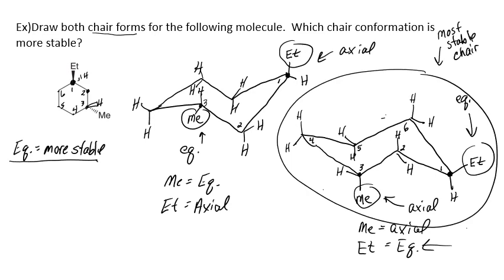Let me summarize what I've done here. From my Lewis structure, I drew both chair versions and put the substituents in the correct place. I assigned equatorial and axial for the substituents, methyl and ethyl, on each. I used the concept of equatorial being more stable, and I looked for the largest substituent in the equatorial position. And that's the second chair version that I drew.